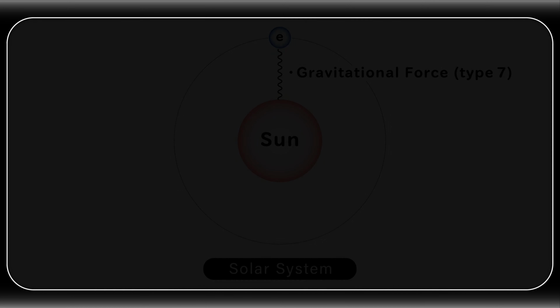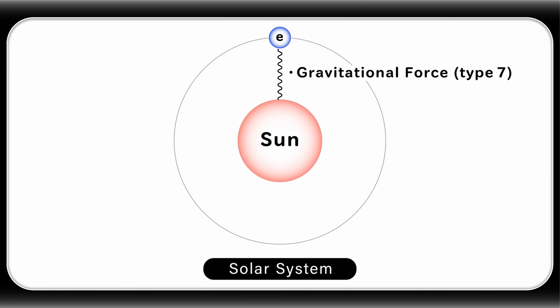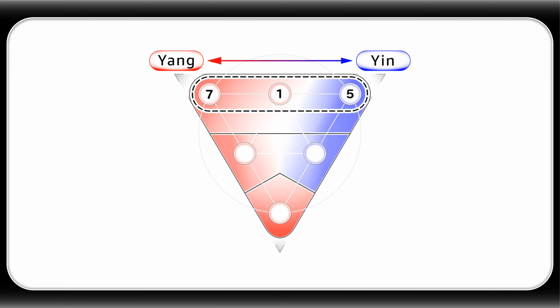Note 3. The Sun and the Earth are connected by the gravitational force, and the gravitational force is represented by type 7. The solar system is much more macroscopic than the structure of a hydrogen atom. Related to this, type 7 is more extroverted than type 1.